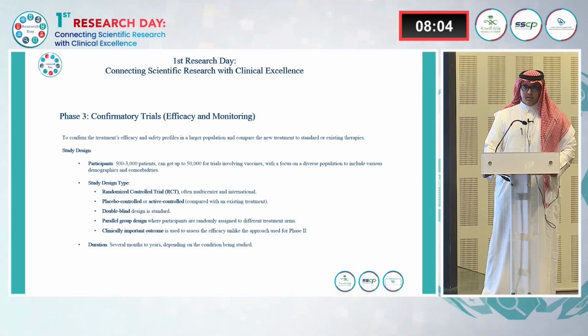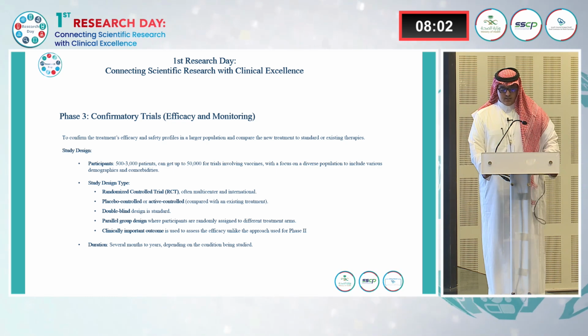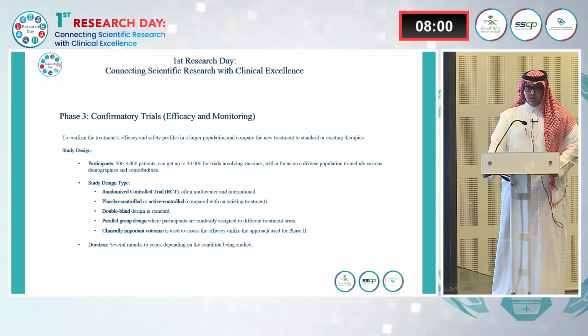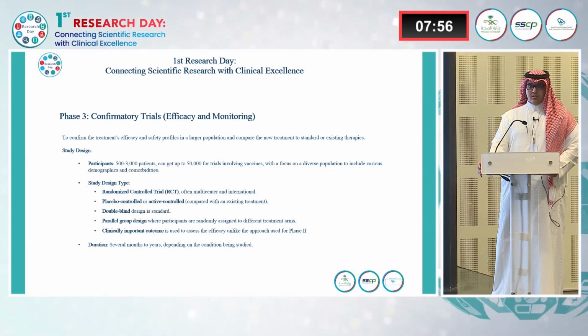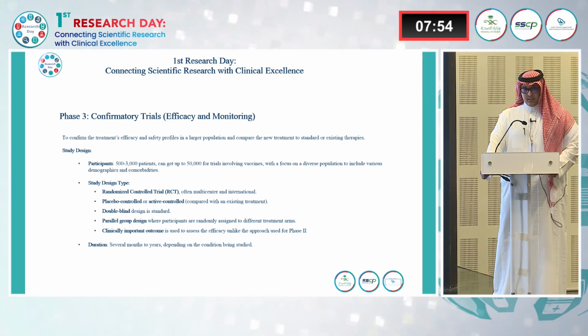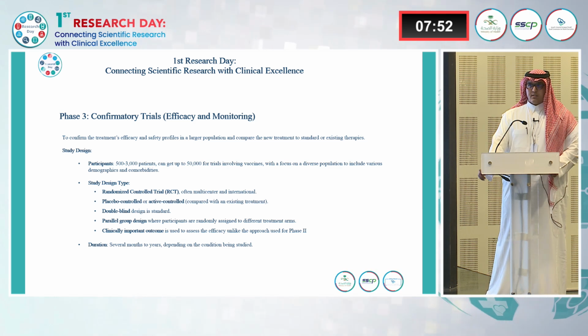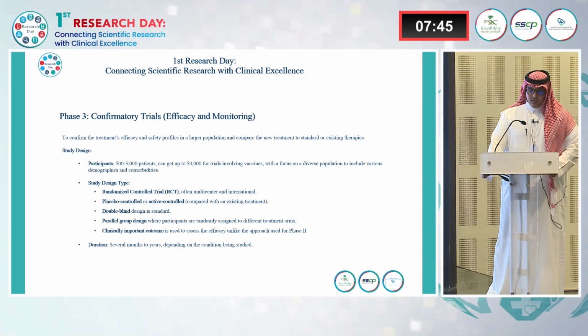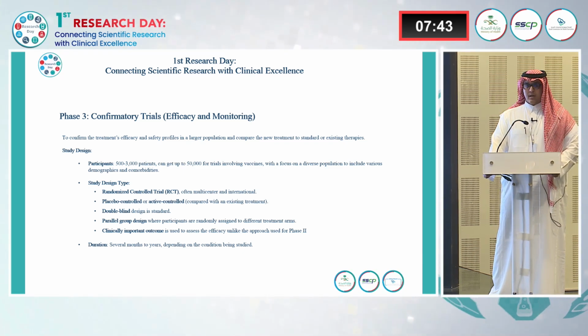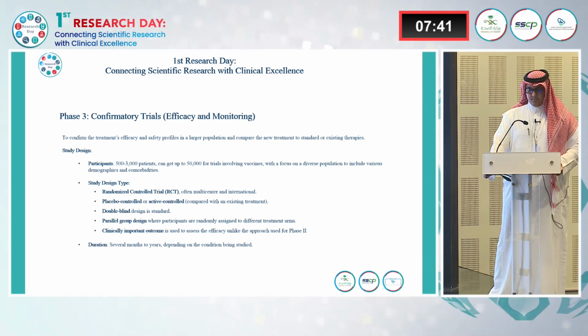As we mentioned, randomized clinical trial is the study design, and there is active or placebo control and treatment control. The double blind is the gold standard for the phase 3 trial. However, we have to determine the clinical outcome.